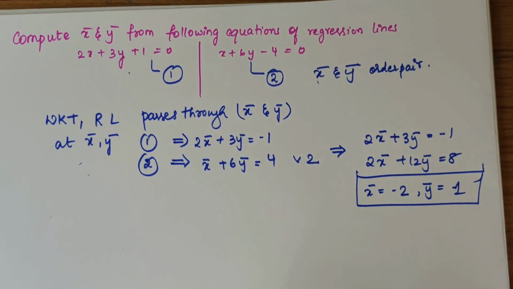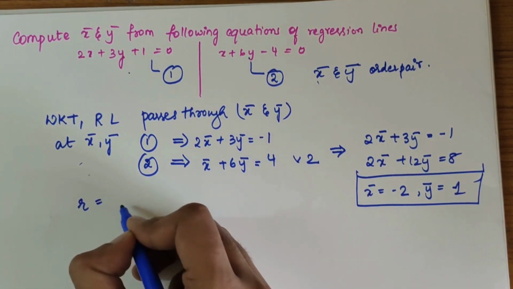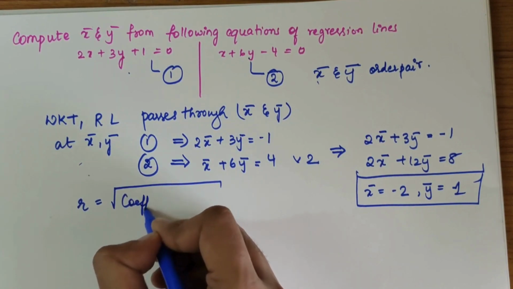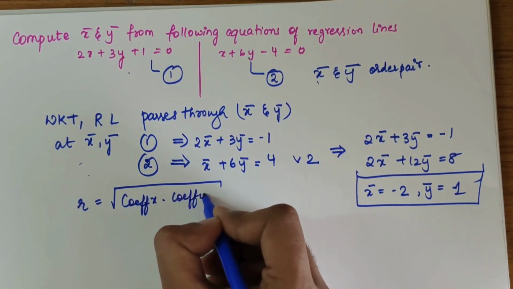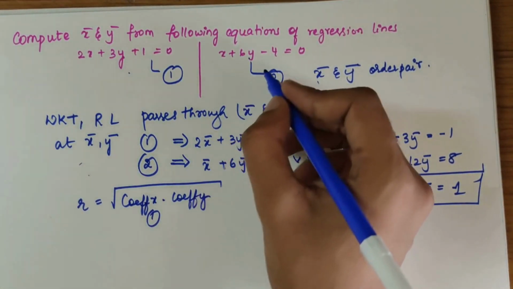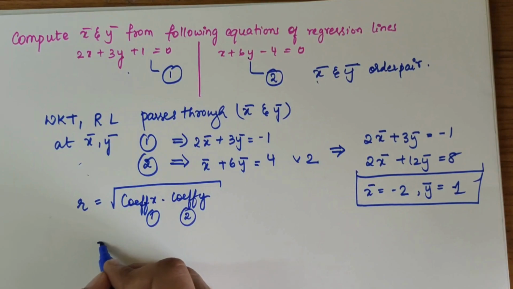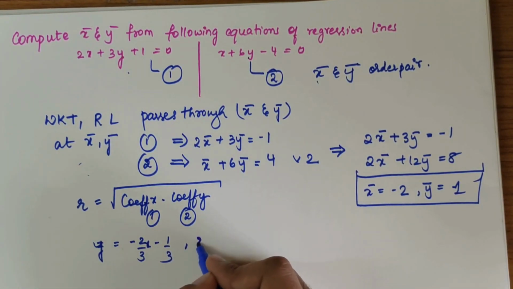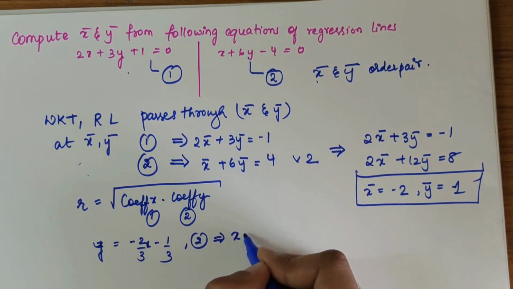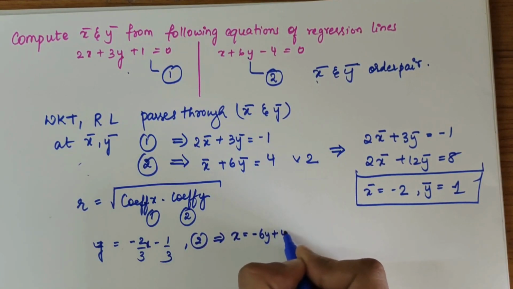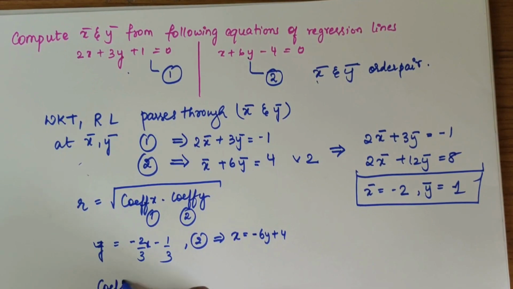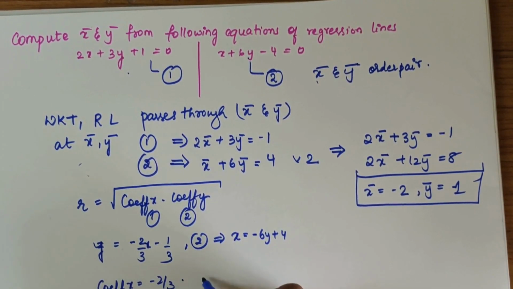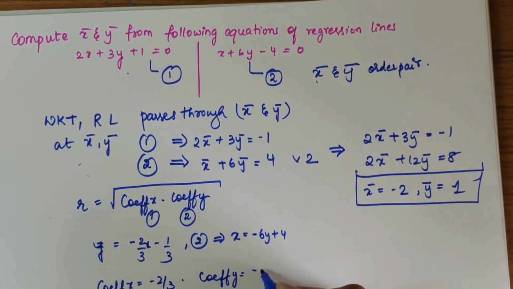Next we have to calculate the r value. So r is equal to, we know that r is under root of coefficient of x into coefficient of y. From the first equation we'll take the coefficient of x, and from the second equation we'll take the coefficient of y. So from the first equation, if you write y is equal to minus 2 by 3x minus 1 by 3, similarly, from the second equation, you can write it as x is equal to minus 6y plus 4. So the coefficient of x is minus 2 by 3, and here the coefficient of y is minus 6.